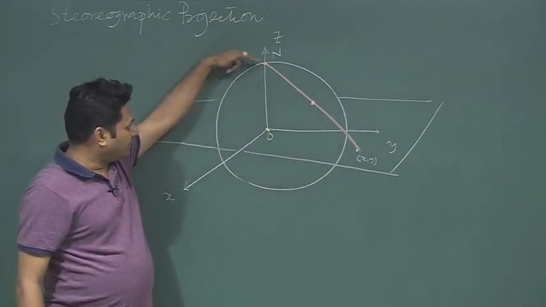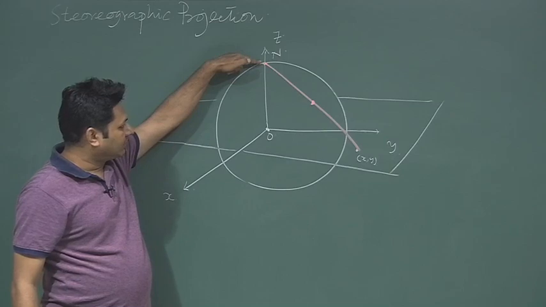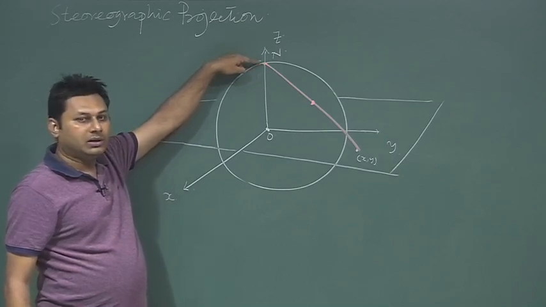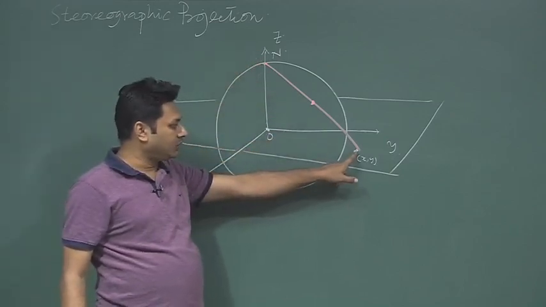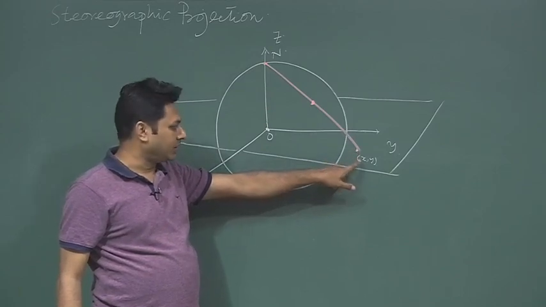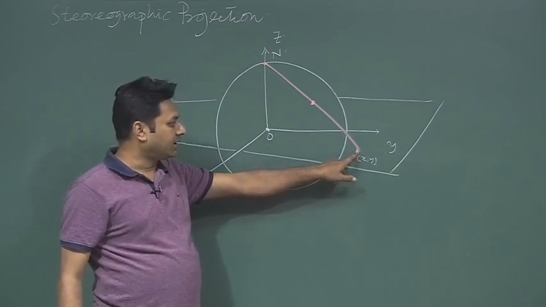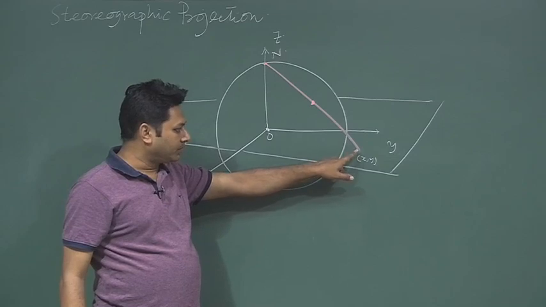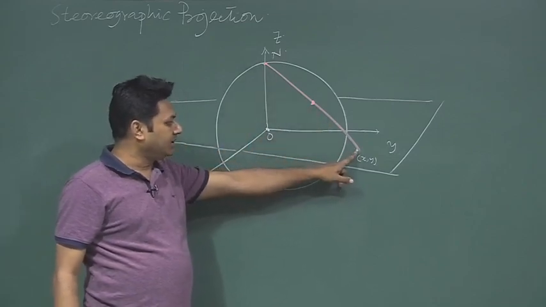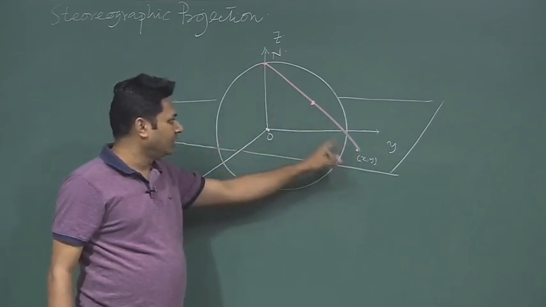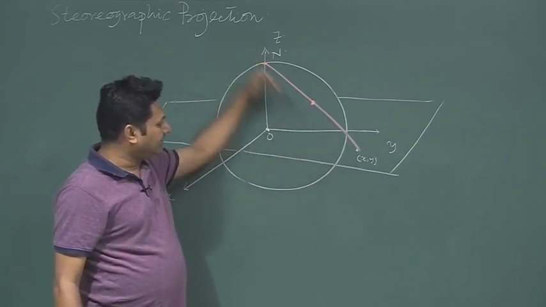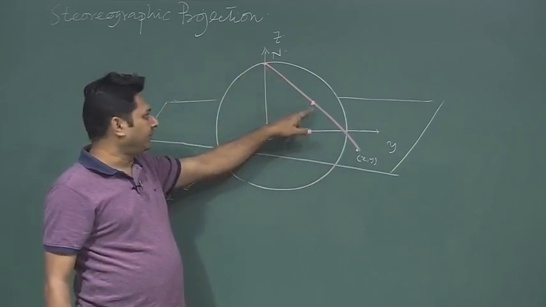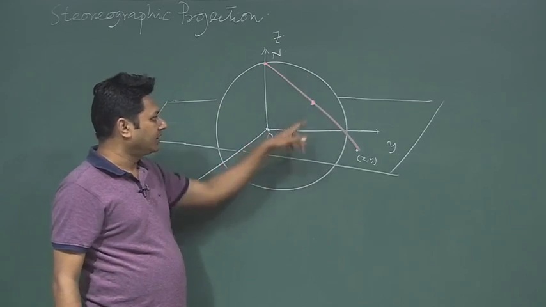I am drawing a particular line here, starting from the North Pole and joining the point which I try to find out. So xy is a point which I need to find out. When I join that, this line must cut the surface of this sphere in some point here.